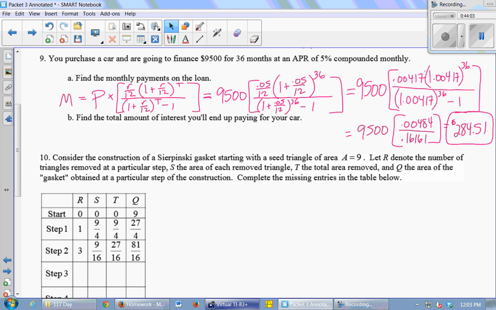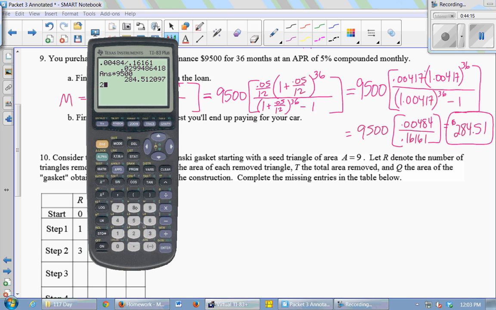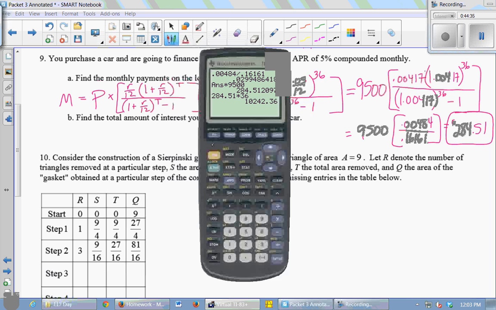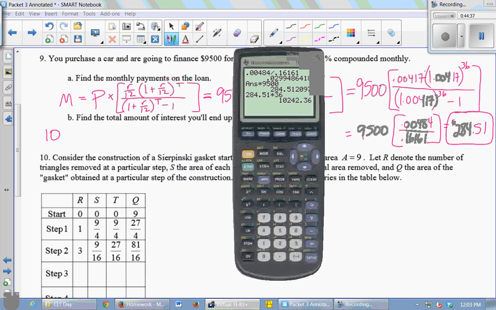Is that okay? Anybody still have questions on that? All right, so let's find the total amount of interest we paid for the car. I'm paying $284.51 every month for 36 months, so I'm going to multiply them together. $284.51 equal payments for 36 payments comes out to a total of $10,242.36. So that's how much I'm actually paying.